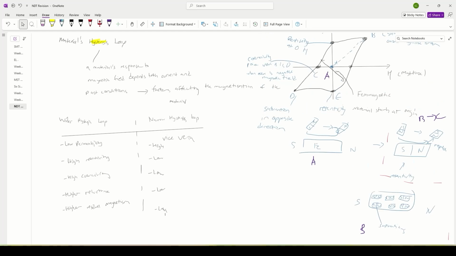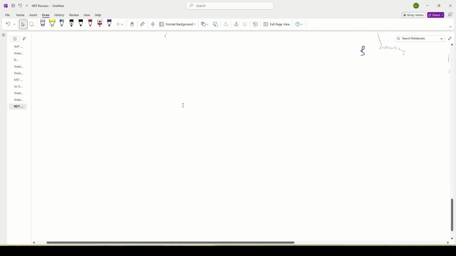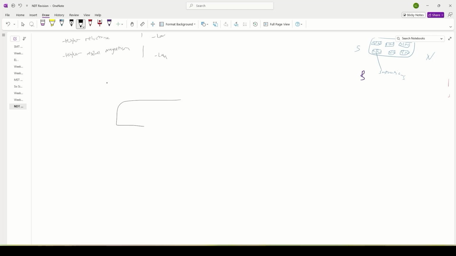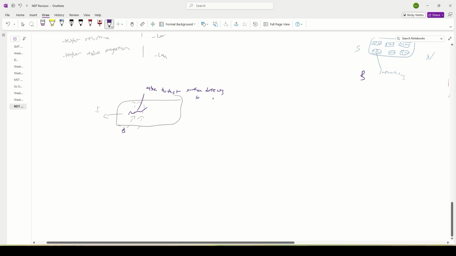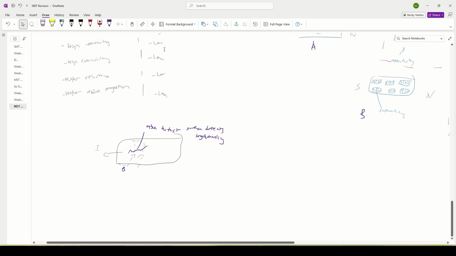If we want to detect flaws in an object, we will have to magnetize the object in different directions. For example, we apply current here. By our right hand rule, the magnetic field would go around in loops facing upwards, and we have a defect here. Since the magnetic field cuts the defects, it is able to test longitudinally. So this is your B field and your current. This will be able to test surface defects.